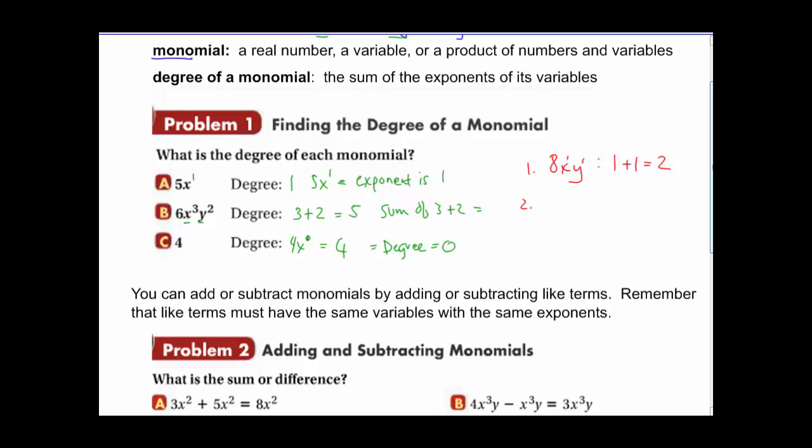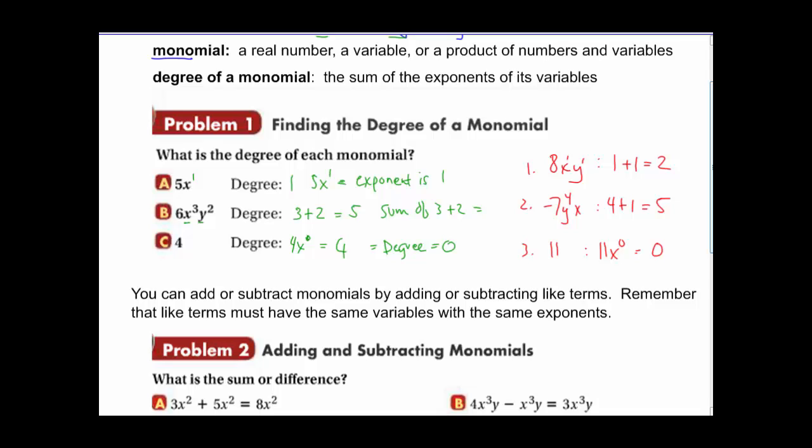Second one, if we have negative 7y to the 4th x, we'll take 4 on the y plus the 1 on the x, so the degree is 5. And the last one, if we have 11, you should know that degree is just like 11x to the 0. Okay, so the degree is 0.